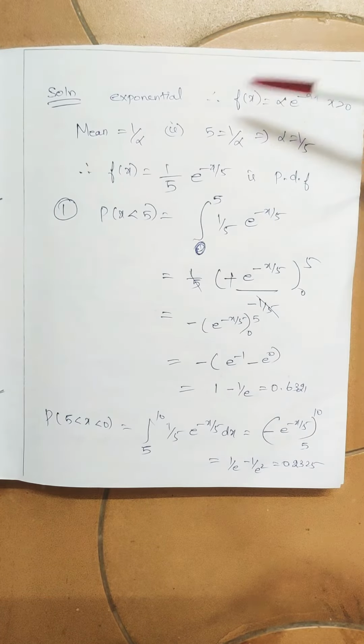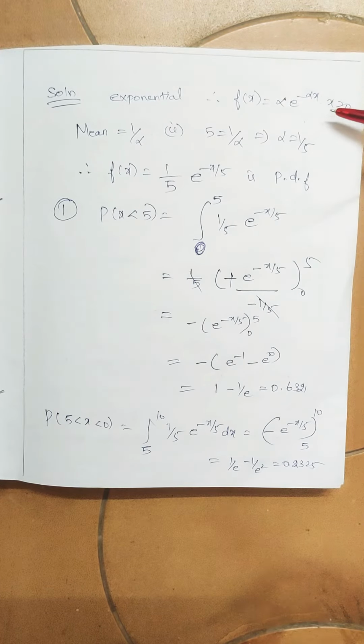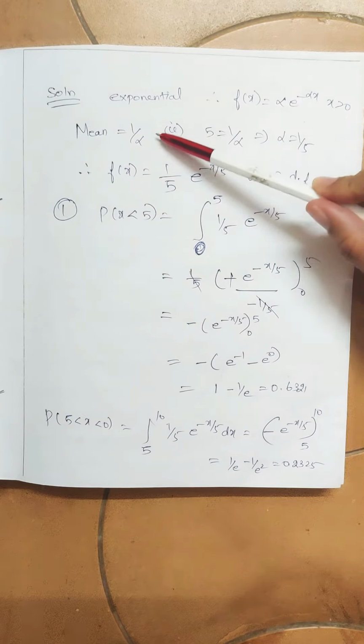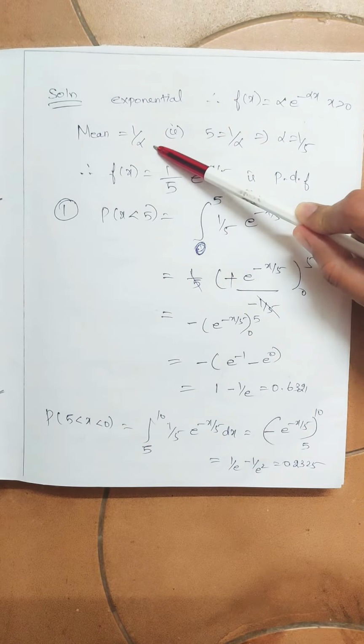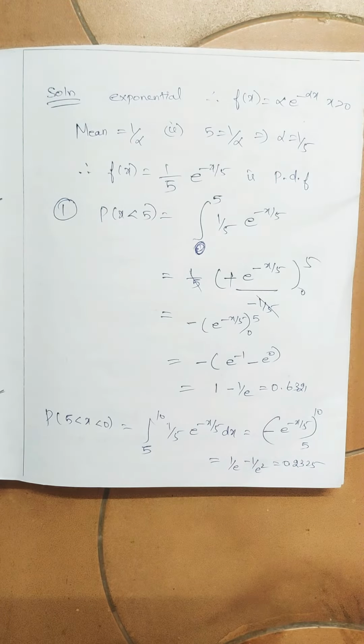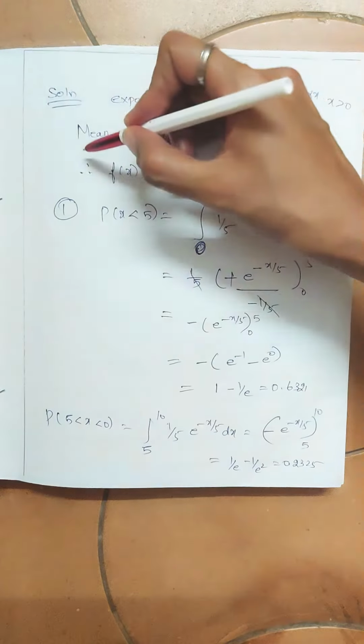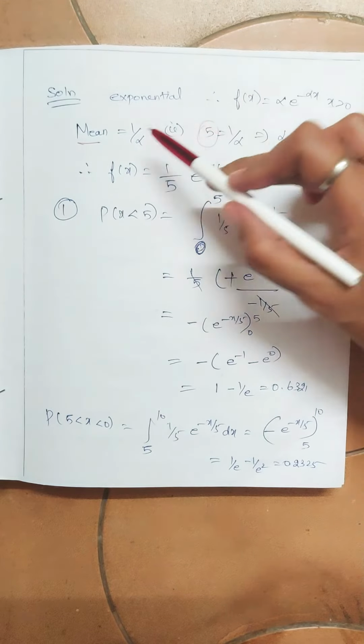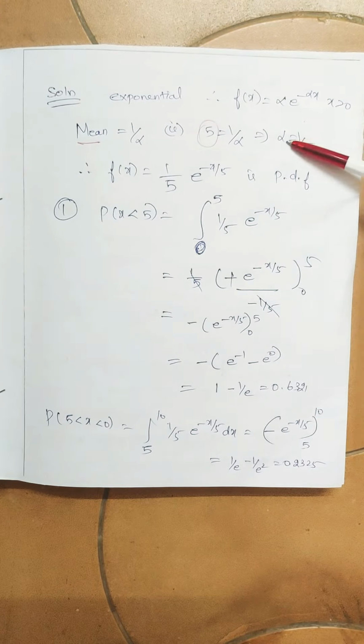Yes. So now it's an exponential distribution. Then immediately write down the formula for exponential distribution. That is alpha e power minus alpha x for x greater than 0, or 0 otherwise. I didn't write 0 otherwise because my function exists only for x greater than 0. So what is the formula for mean in exponential distribution? Mean is 1 by alpha. But in the question, found on an average to be 5 minutes. So the mean, that is the average, is 5. So 5 is equal to 1 by alpha. Therefore, alpha is equal to 1 by 5.